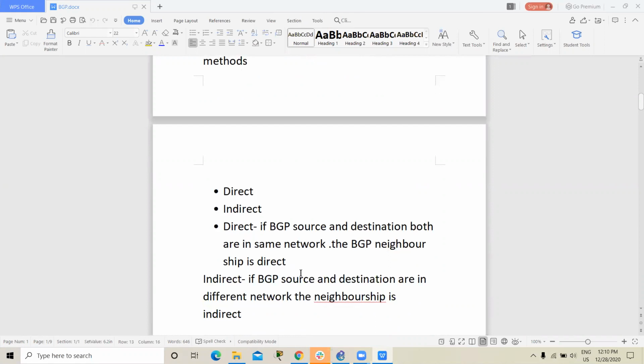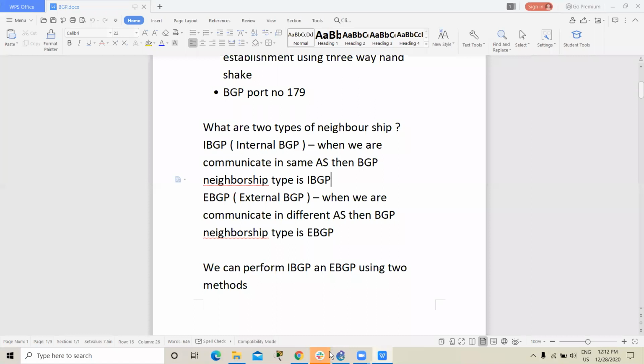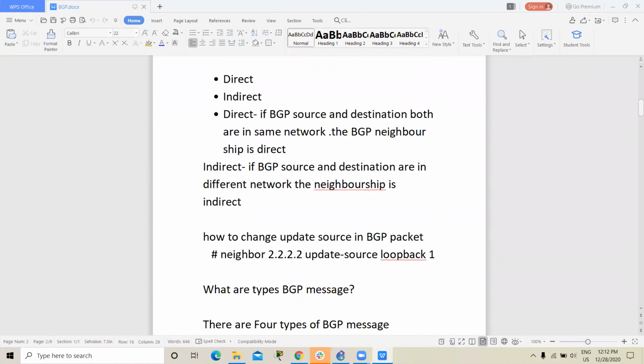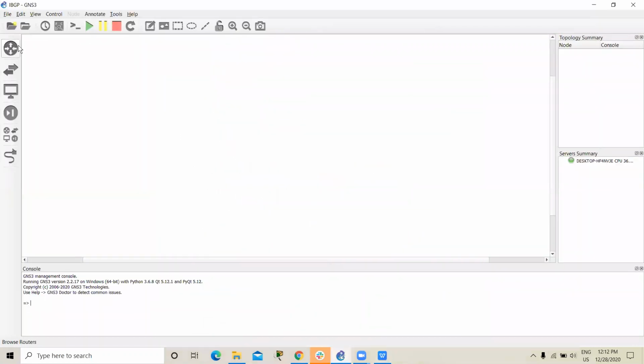Direct means whenever our source and destination are both in the same network, the BGP neighborship is direct. And when the source and destination are in different networks, the BGP neighborship is indirect. So I can show this practical, IBGP direct and indirect, on GNS3. First I take two routers.